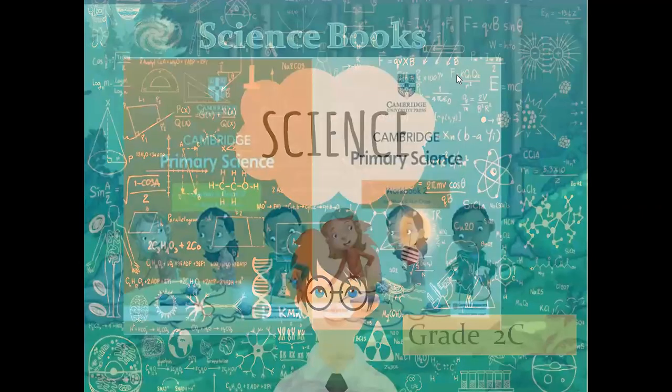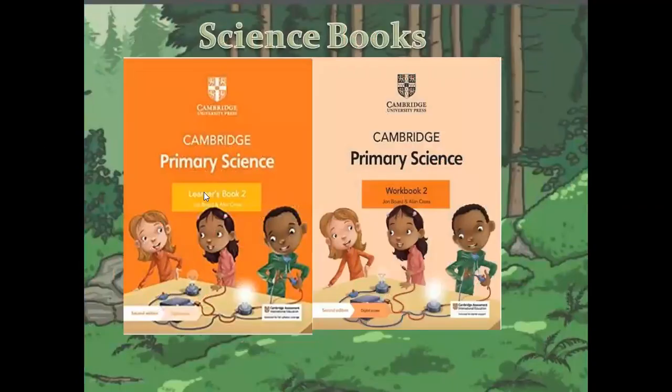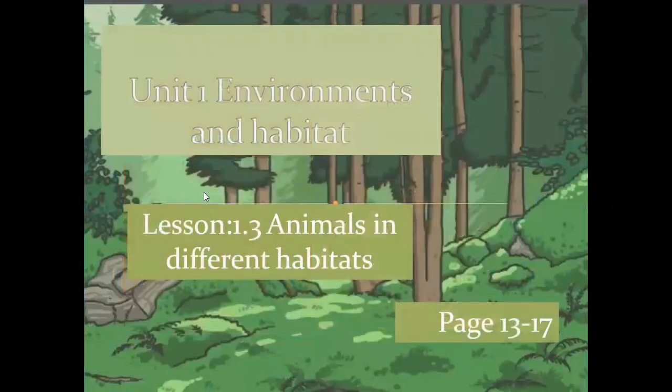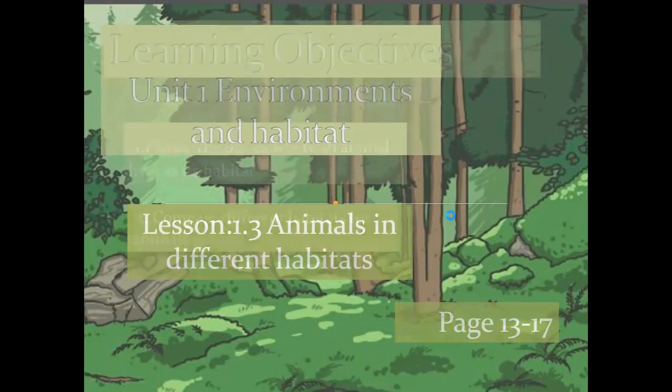Today in science, we are going to start with the learner's book. In science, we are in Unit 1, Environments and Habitat. Lesson 3, Animals in Different Habitats. That is on page number 13 until 17 of your science learner's book.